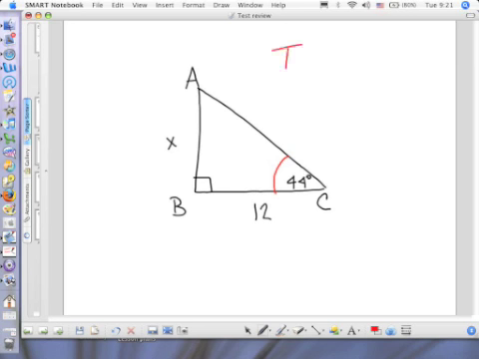So the tangent of our angle is equal to the opposite leg over the adjacent leg. Which one's opposite the 44-degree angle? X is opposite. That means 12 is adjacent to the 44-degree angle. So you need to know your function, you need to know how to set it up, and you need to know how to use your calculator. With this type of problem, how do you plug it into your calculator?